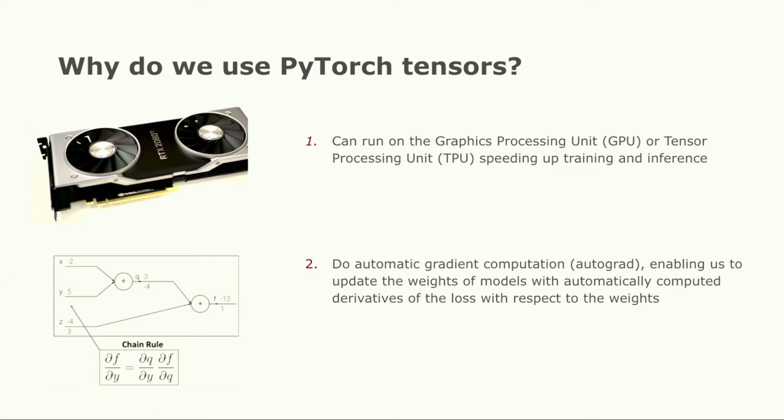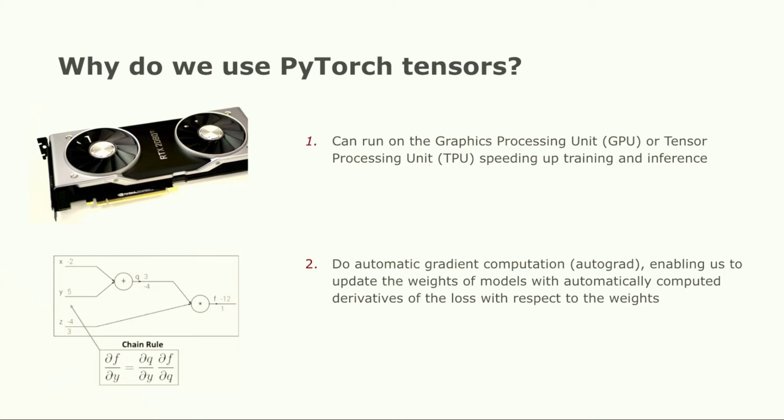The first one is that PyTorch tensors can run on graphics processing units or tensor processing units, speeding up training and inference. There is a lot of code implemented in PyTorch using the CUDA programming language from NVIDIA. This is something that we don't have to code directly when we use the PyTorch library, but it gets called under the hood. This is something that we have in PyTorch that is not available in regular NumPy.